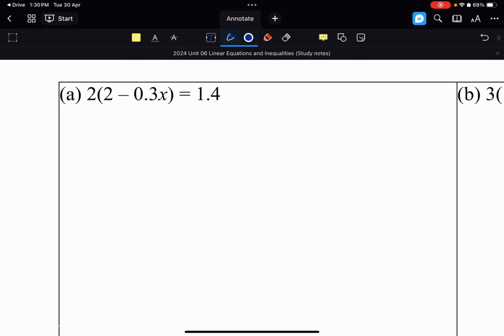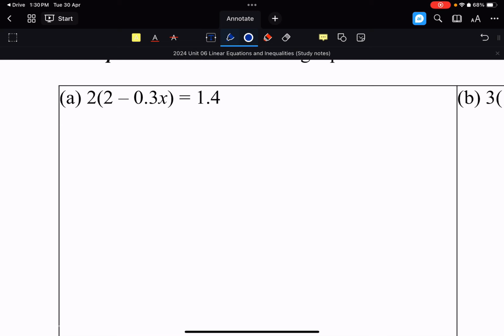Now, what happens when there's brackets? Right? When there's brackets, we can expand the bracket and solve it, or depending on the situation, we could actually move the coefficient of the bracket to the other side of the equation while maintaining balance. So how does this work? Okay, so what we can do over here is this.